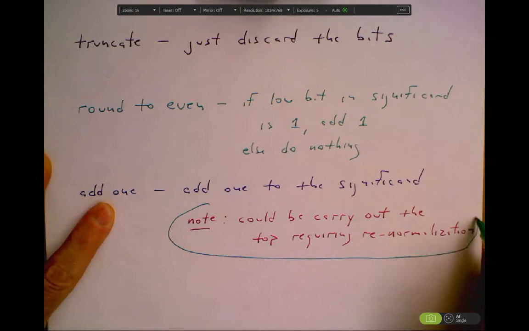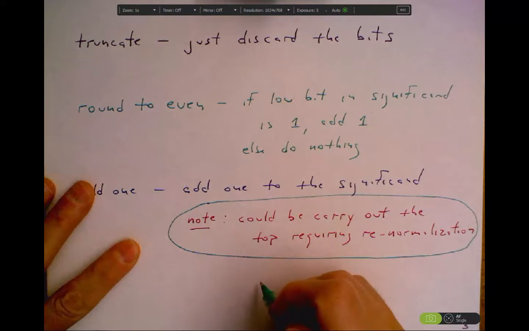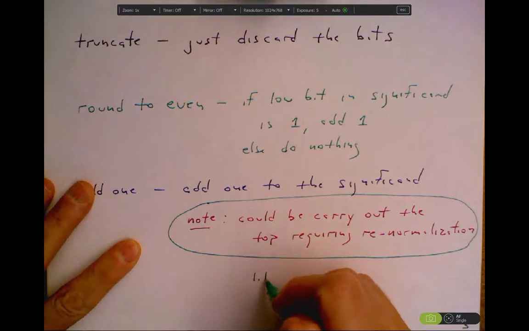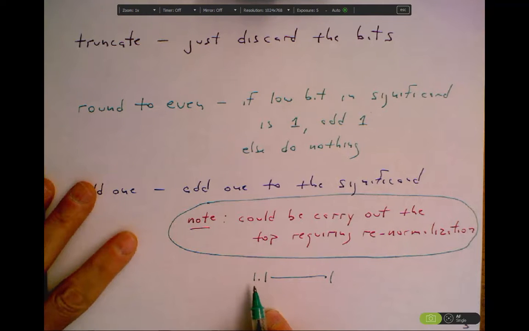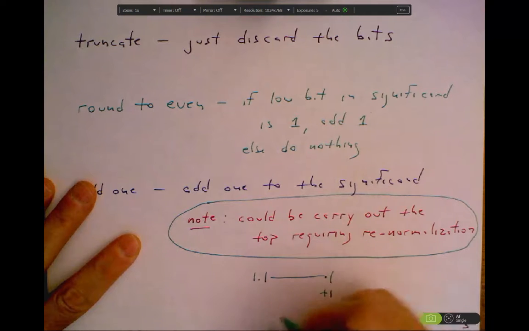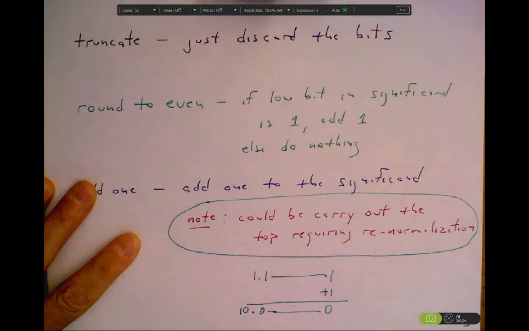Note that when you add 1, if all the bits in the significand are all 1s, you're going to get a ripple all the way across. So if you're in this situation, where you're rounding the significand and it looks like that, obviously one bit to the left of the radix, then all 1s to the right of the radix, when you add 1 to round up, you're going to end up with 0s here. You're going to end up with this.